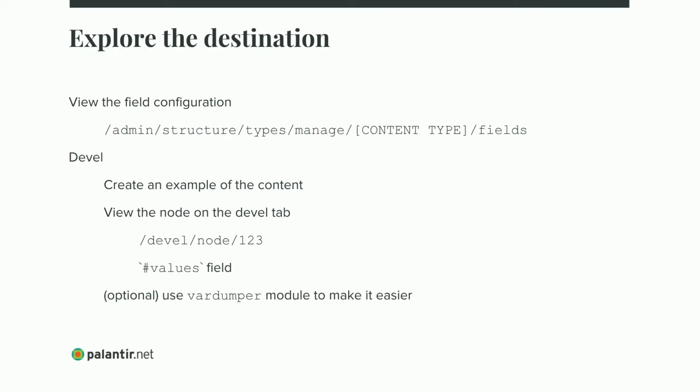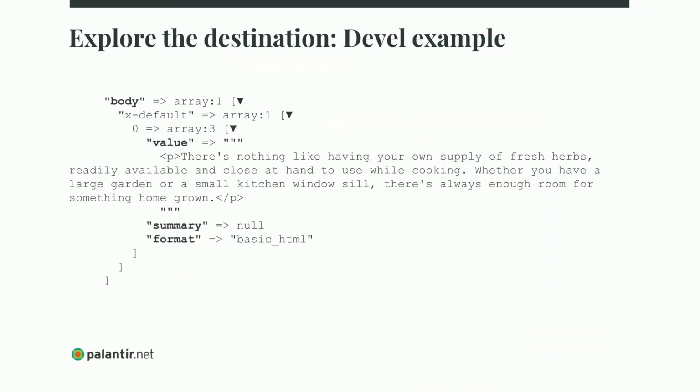What are the fields? What are the field types that I need to create? Devel has a really nice way of having a tab. You can create an example piece of content, and then you can go look at that and see what's there. So this is an example of the Devel output, and you can see that there's a body field, and it has a value and a format. And the summary is sort of an optional field. So we know that if we're going to be migrating into this, this is basically the structure that we're going to need to create.